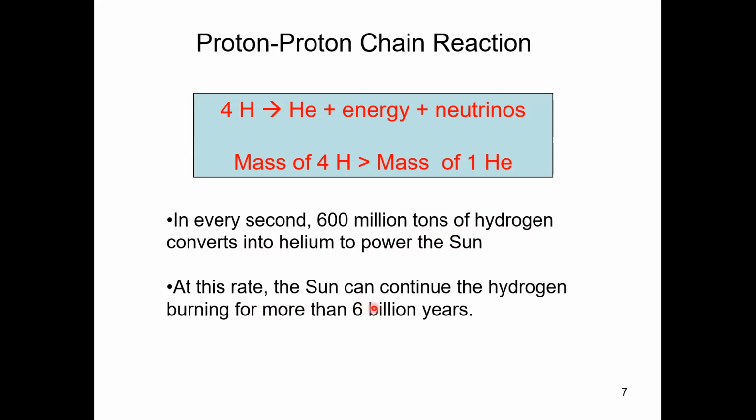At this rate, the sun can continue the hydrogen burning for more than 6 billion years. Even at the rate of burning 600 million tons of hydrogen every second, because the sun is so big, it can still continue burning at that rate for another 6 billion years, to be precise.